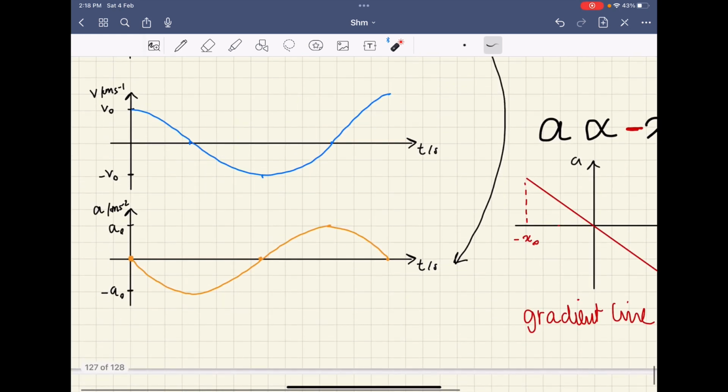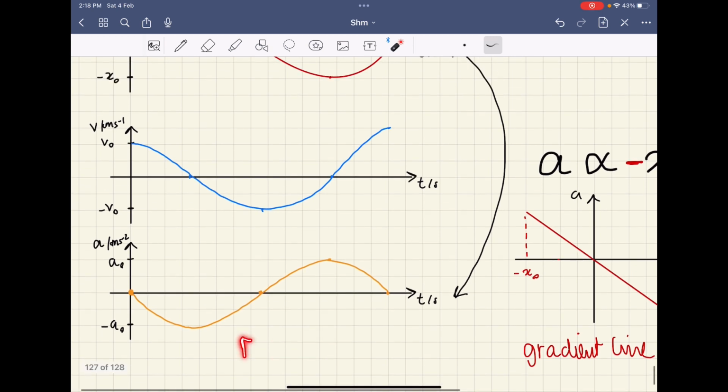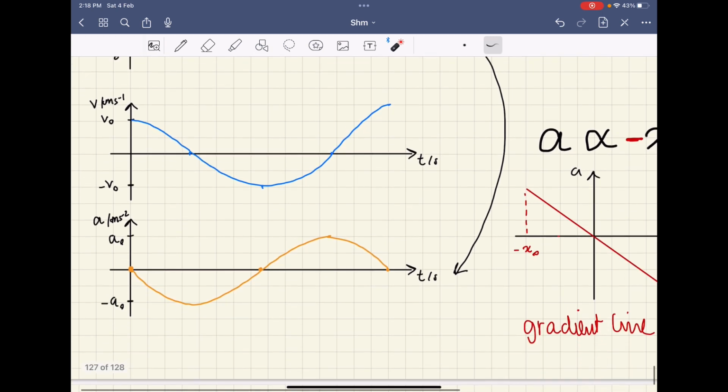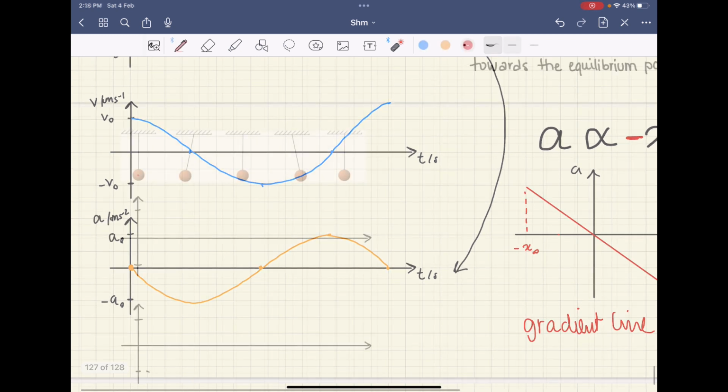And this is purely because according to Newton's law, we know that F is equal to ma. And once again, we can see that a is proportional to the displacement, and hence F is also proportional to the displacement, but in the negative sense.